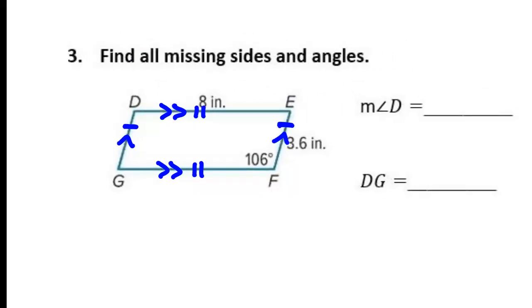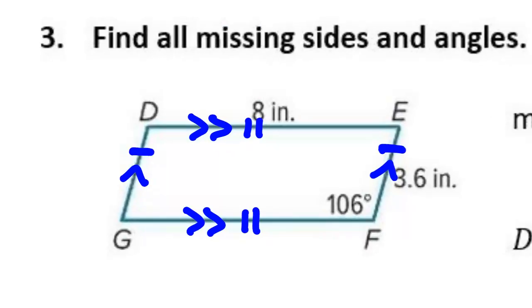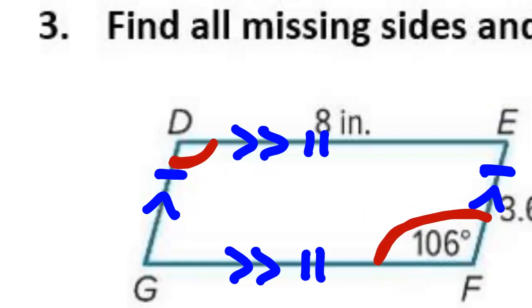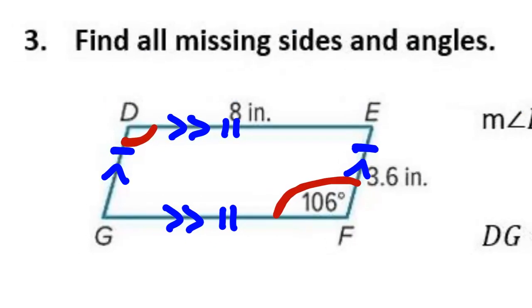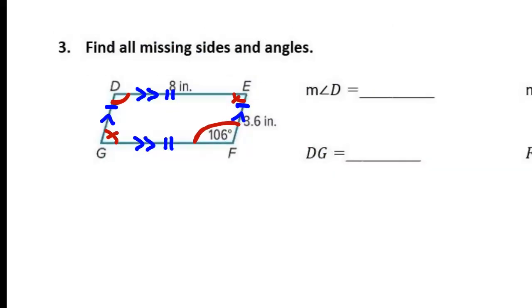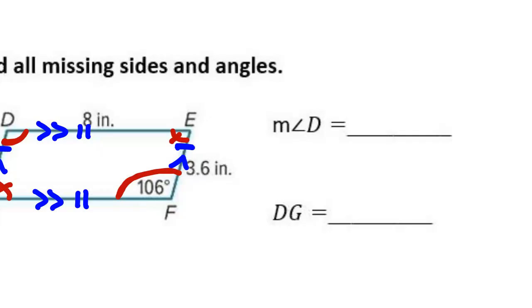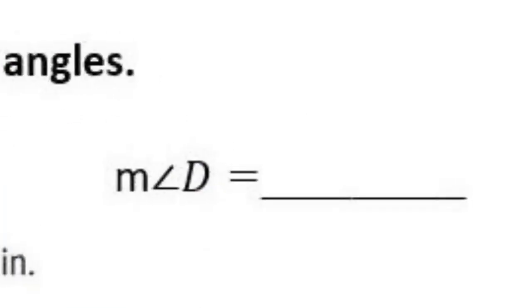What else is congruent on this shape? Which angles specifically? So angle F is the same as angle what? Angle D. Okay. What else do we have that would be congruent? Angle G and angle E, yes. All right, so one of the first things they ask us for is the measurement of angle D. How big would the measurement of angle D be? 106.